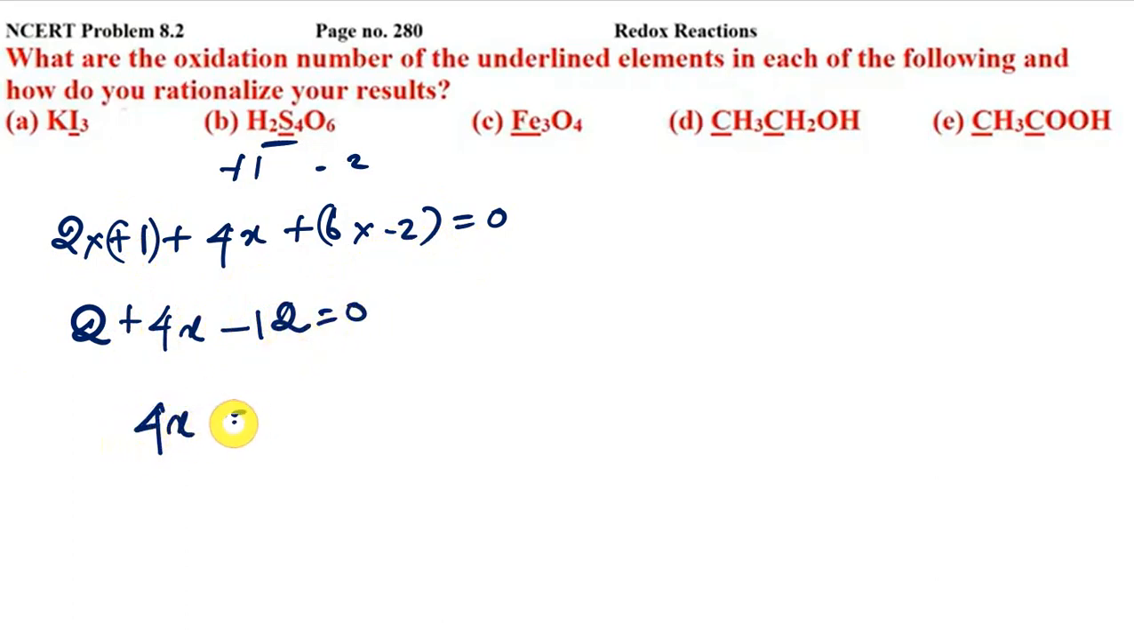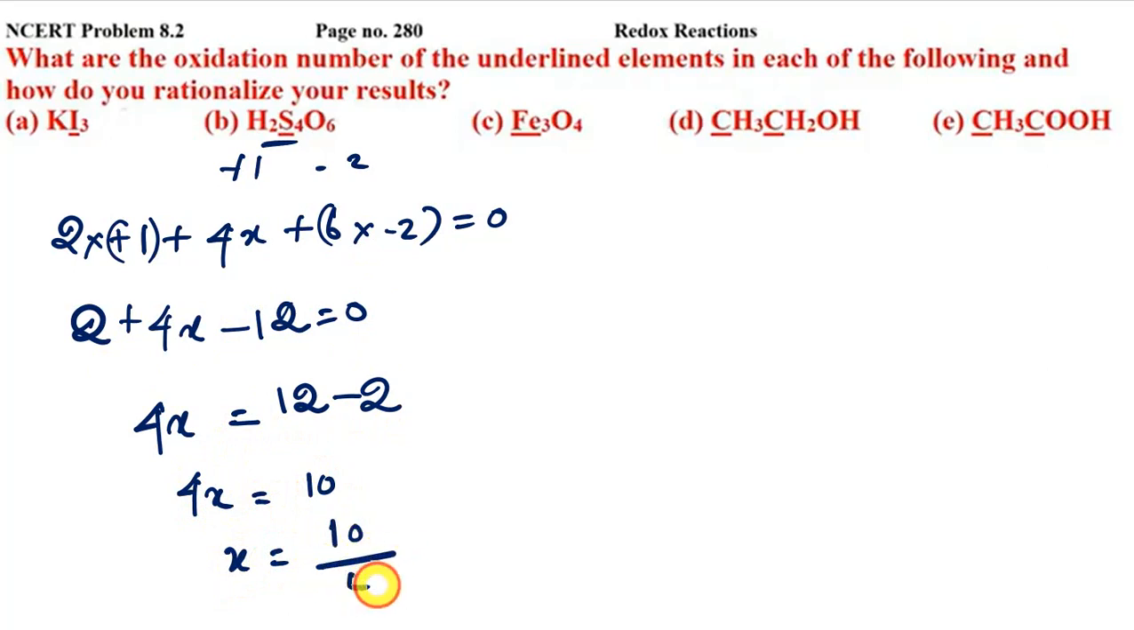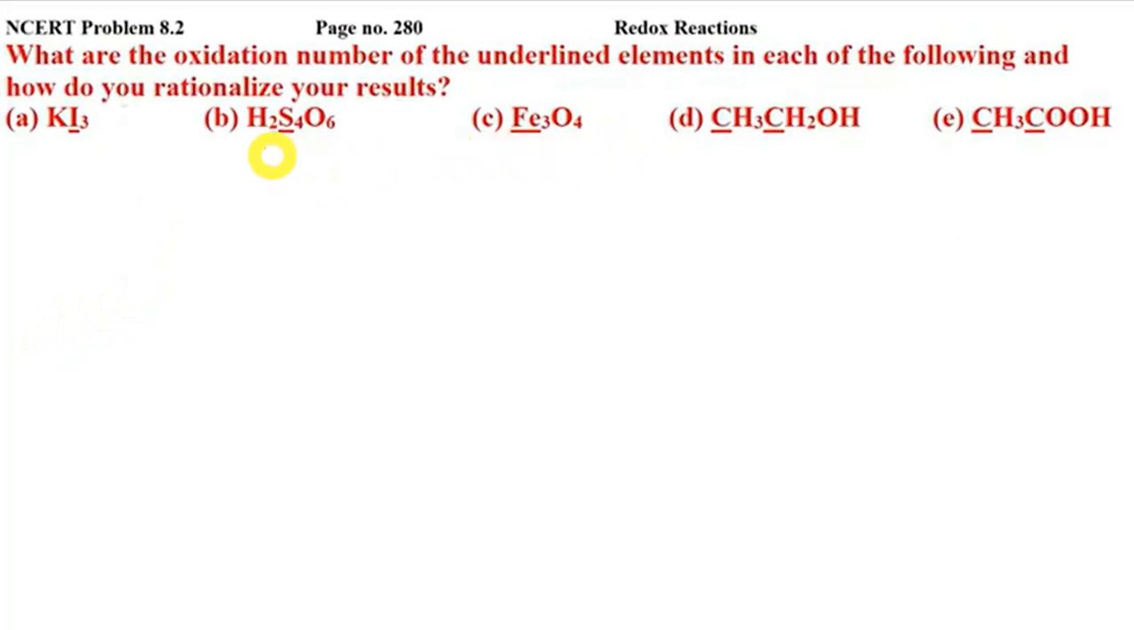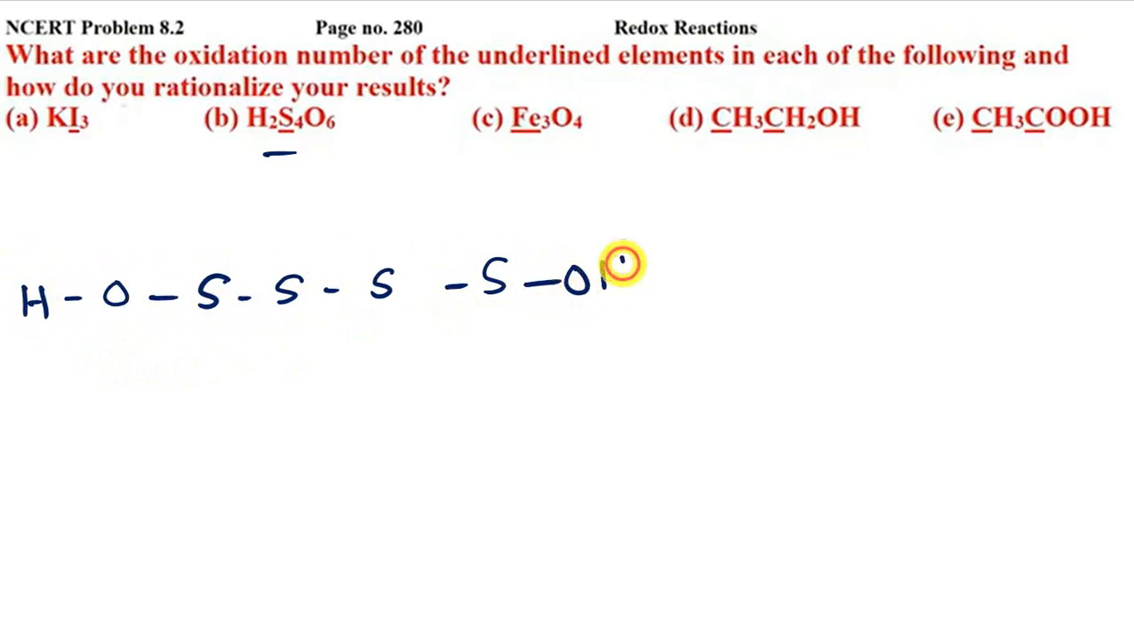So 4x is equal to 12 minus 2, so 4x is equal to 10. So x is equal to 10 by 4, which can be written as 5 by 2 or 2.5. Let us draw the structure of this compound H2S4O6, that is S4. So S, S, S, S, and here OH, and here OH, and these two atoms will have the double bond O with this sulfur. Right? So this is the structure of H2S4O6.